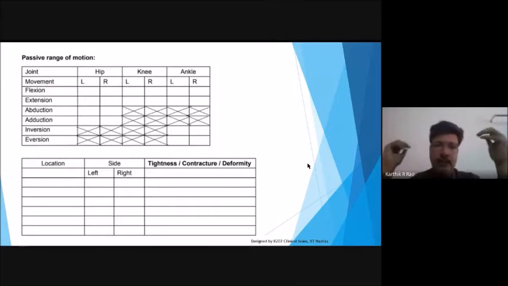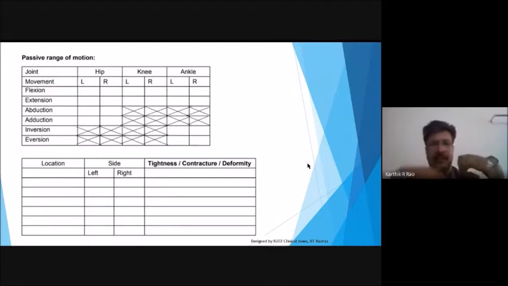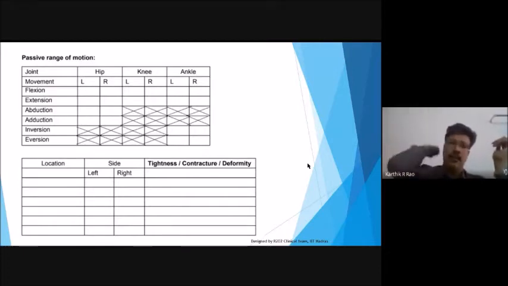And then if the person has any tightness, contracture, or deformity, we will also note down the location and the side. So what is a tightness? A tightness is a decrease in the length of a muscle. Every muscle, as you know, for example, when I'm bending and stretching, becomes shortened and then lengthened. So there is a movement that is happening in the muscle also. When this is restricted, which means the muscle is in a shortened position and is not allowing lengthening, it is called tightness of the muscle.